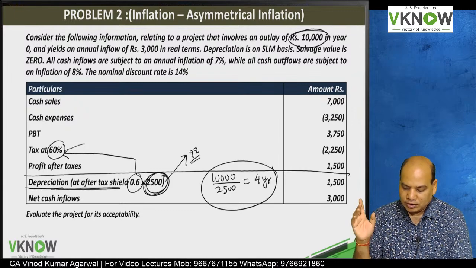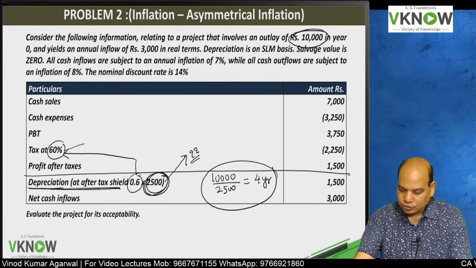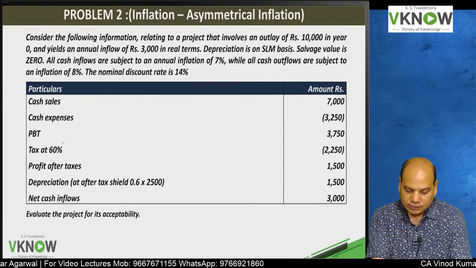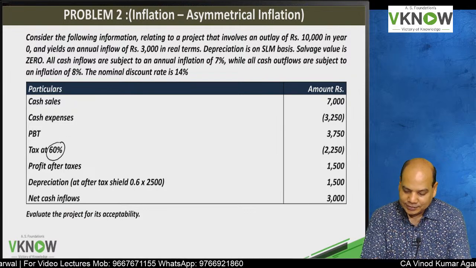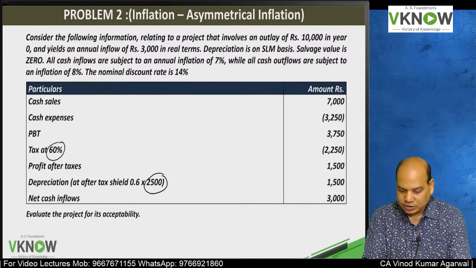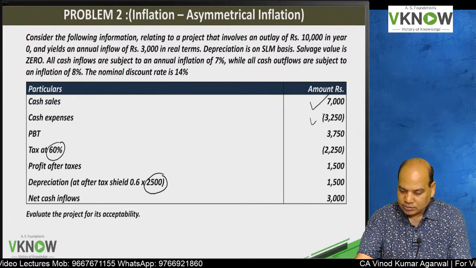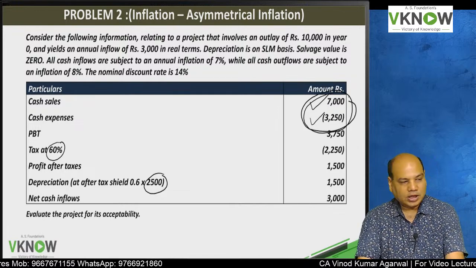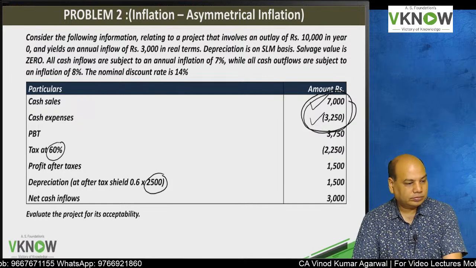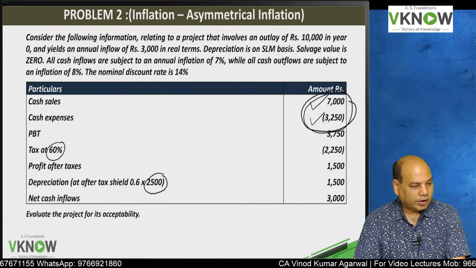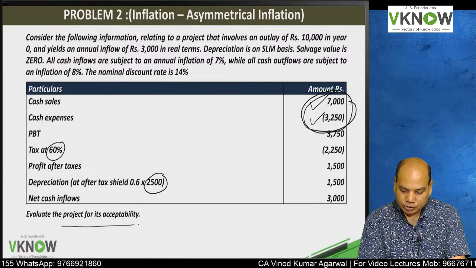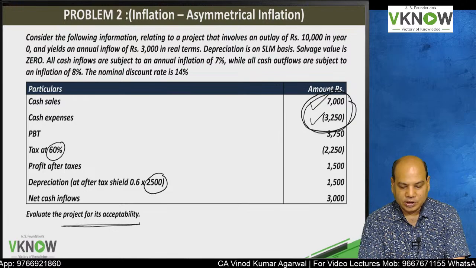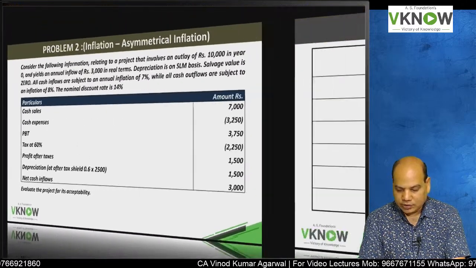Salvage value is not there. Net cash flow is given. I don't have to use this table, but I have to use some information from it. For example, I will require the tax rate. I will require depreciation. I will use this number to start with. Not exactly the same number, but I will add the inflation to that number. Ready? Evaluate the project for acceptability. If NPV is positive, we'll accept. If NPV is negative, we will reject.